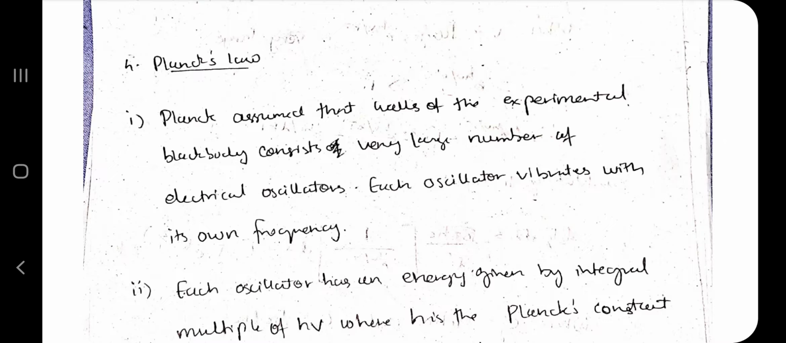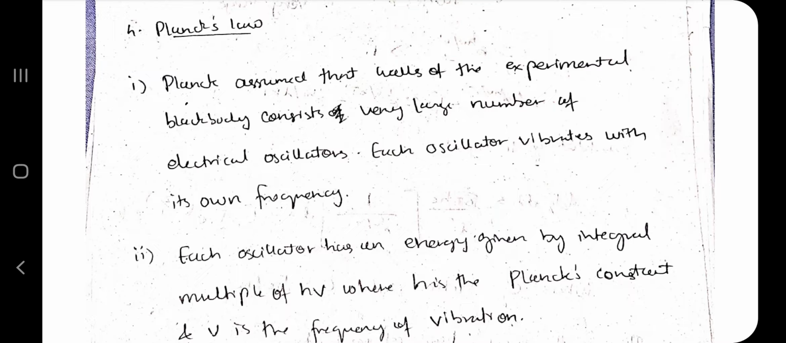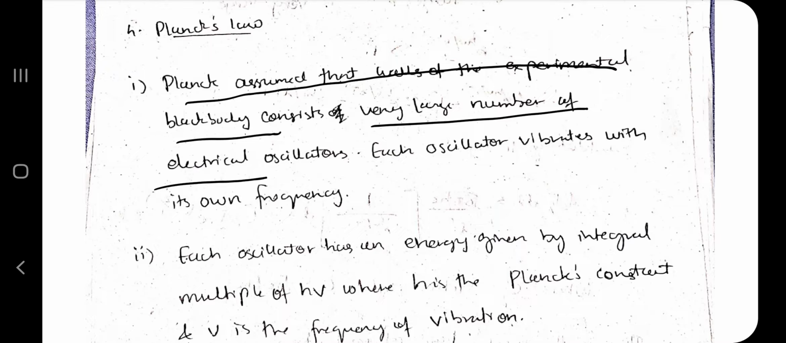Fourth is Planck's law. In Planck's law, there are three things which we need to know. Planck assumed that the walls of the experimental blackbody consist of a very large number of electrical oscillators. Each oscillator vibrates with its own frequency.